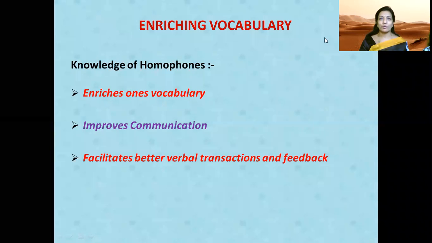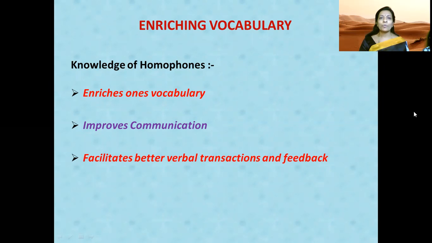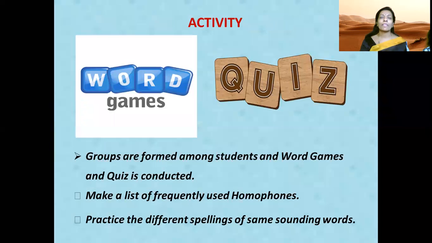So, I'm sure, students, you must have enjoyed this song. Now, a good knowledge of homophones and a good idea about which are the different homophones and how they are supposed to be used will not only enrich your vocabulary but also improve your communication. It will remove any chances of misunderstanding which can take place as a result of using homophones.